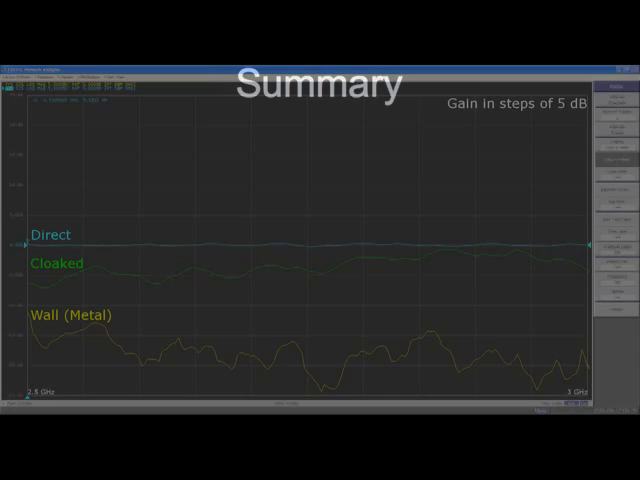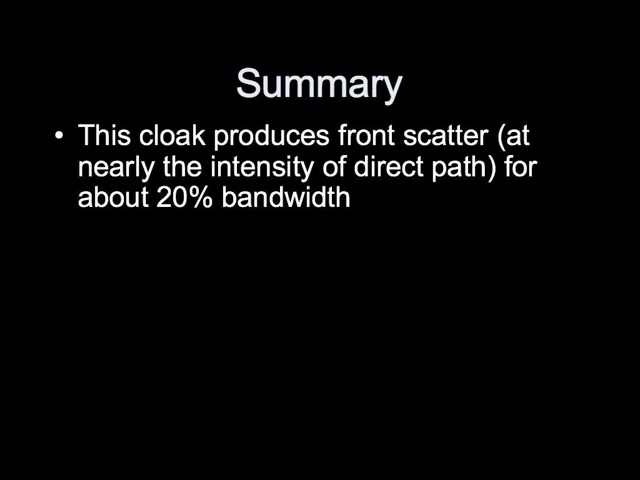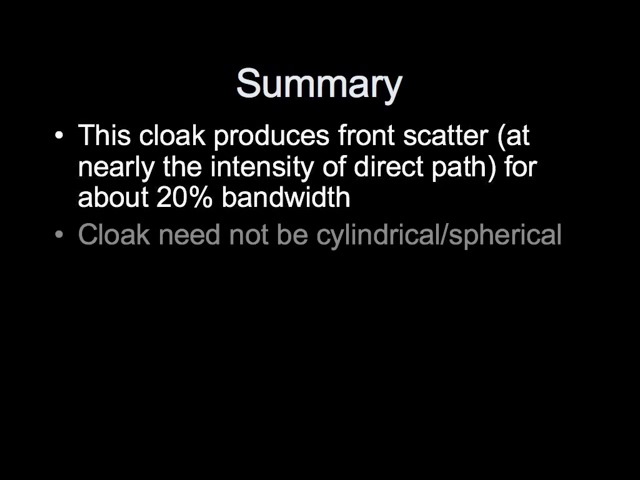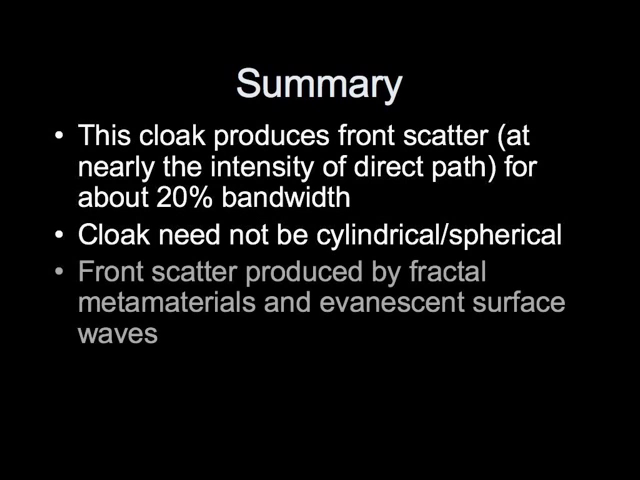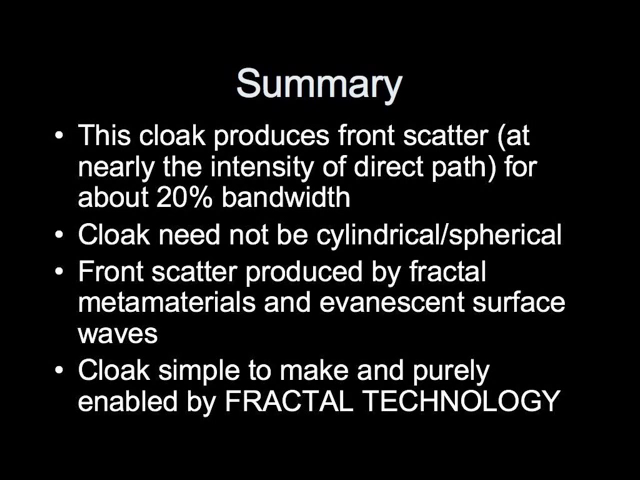Let's summarize what we have. The cloak produces front scatter at nearly the intensity of the direct path for roughly a 20% bandwidth with a metal wall which is electrically large. Note that this cloak need not be cylindrical nor spherical. Next, the front scatter is not being done by conventional means such as edge diffraction. It's being done with fractal metamaterials and evanescent surface waves. Finally, this cloak is simple to make and it is purely enabled by fractal technology.